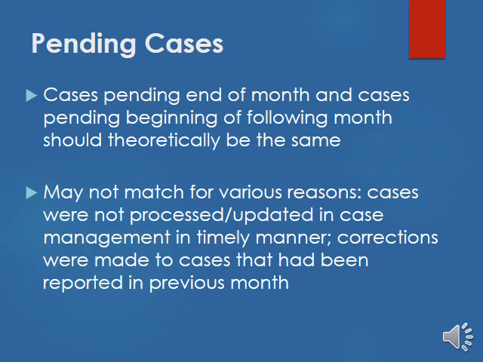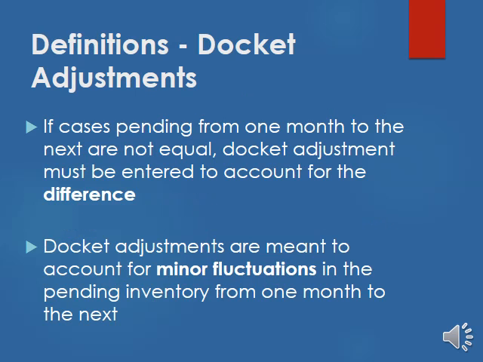Now that I have defined what the pending cases are comprised of, I want to give you some more information to remember. As we previously discussed, the criminal and civil pending cases are forwarded from the end of the month to the beginning of the next month, and theoretically should be the same. However, there may be instances where they do not match for various reasons, such as cases were not processed or updated in your case management system prior to the last month's report being run, or corrections were made to cases that had been reported in previous months.